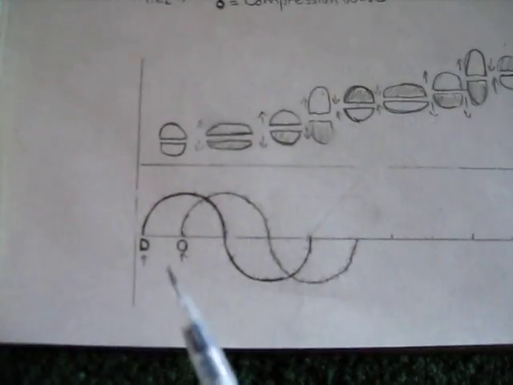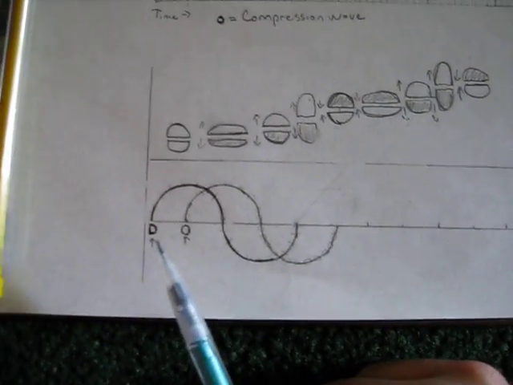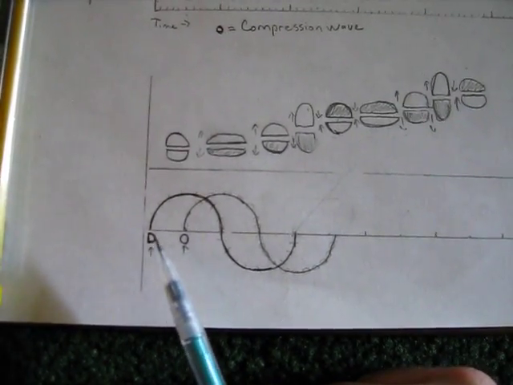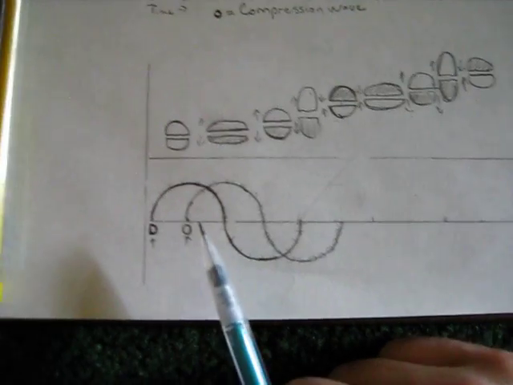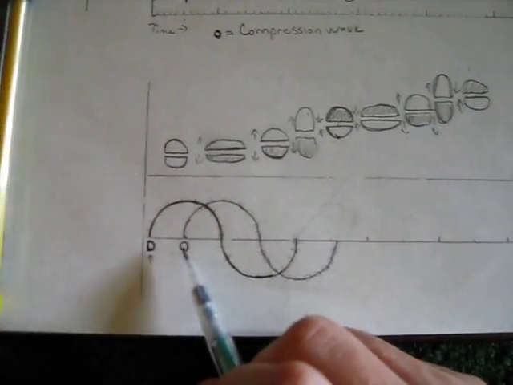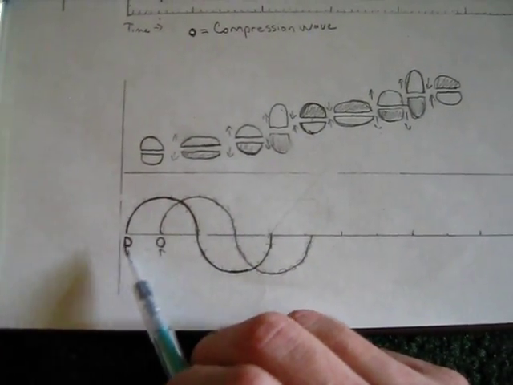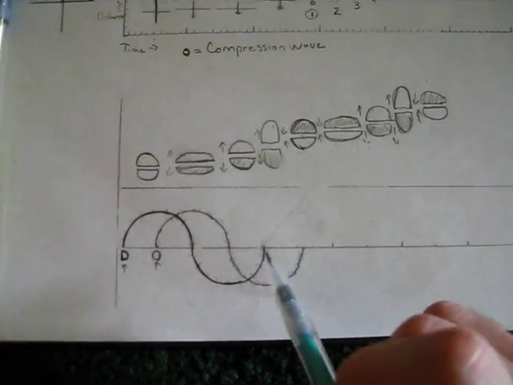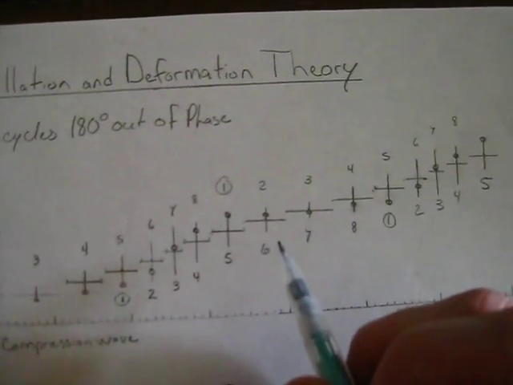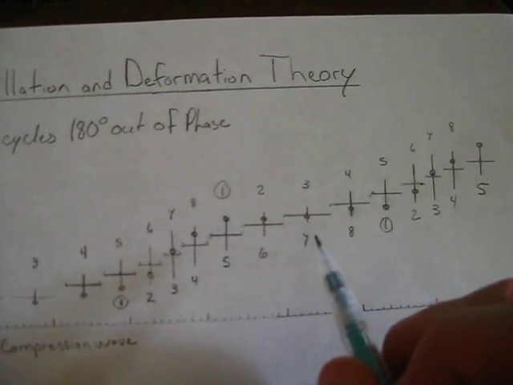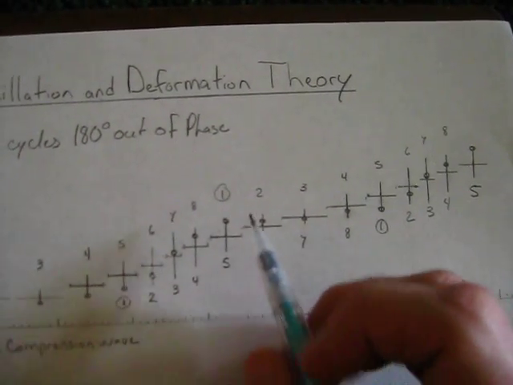And you can see here, down here, this is supposed to be the start of the deformation wave. This is the start of the oscillation wave, which is a compression wave, and this is a standing wave. You can see that they are 180 degrees out of phase. And this shows a more detailed depiction of what is happening.